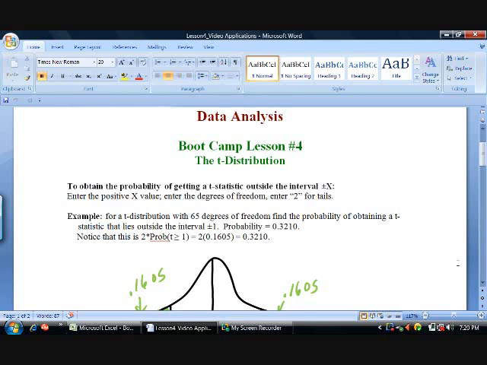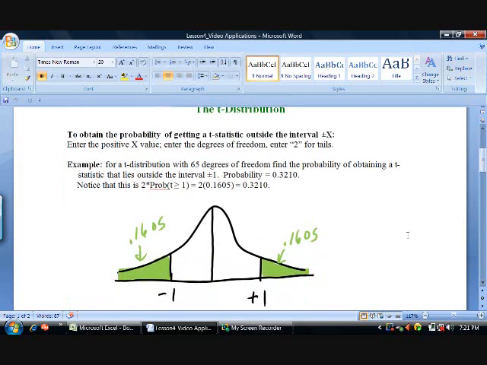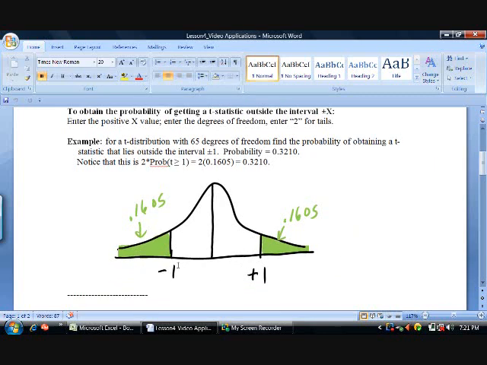You're told for a t-distribution with 65 degrees of freedom, find the probability of obtaining a t-statistic that lies outside the interval plus and minus 1. Well, how do we find that? Remember, I want plus and minus 1 as my t-values. I want the probability that's in both tails together.